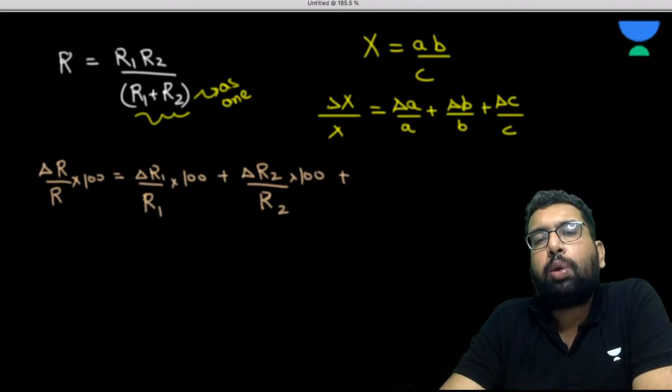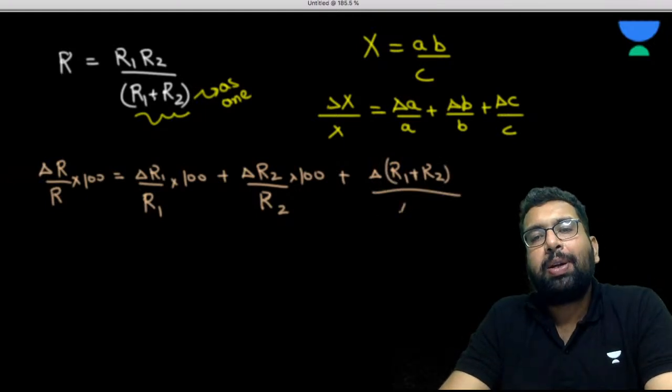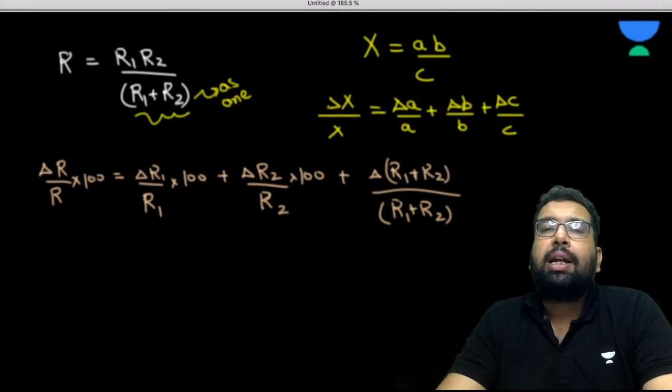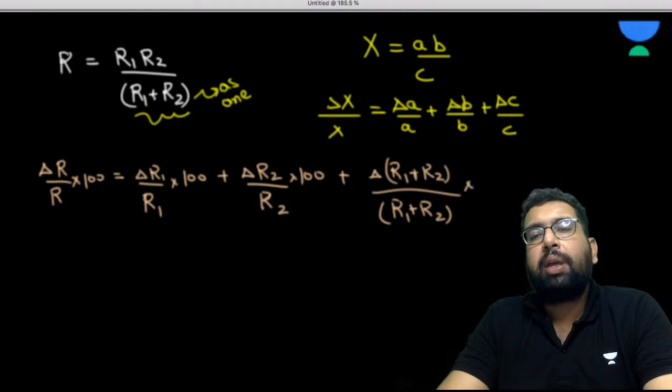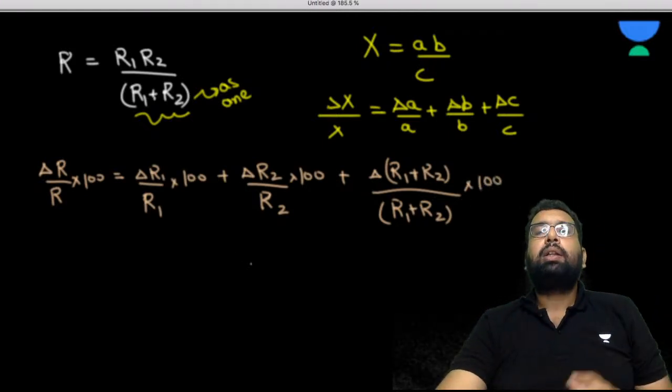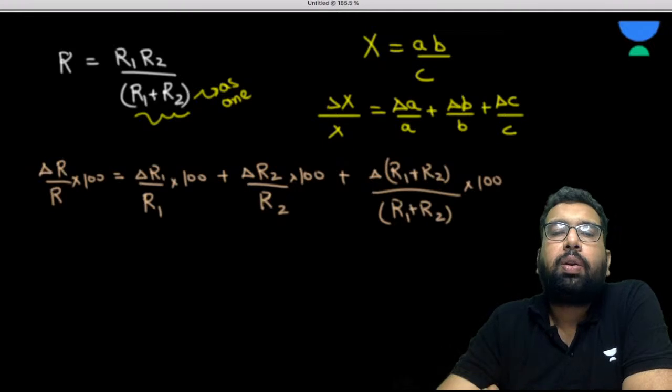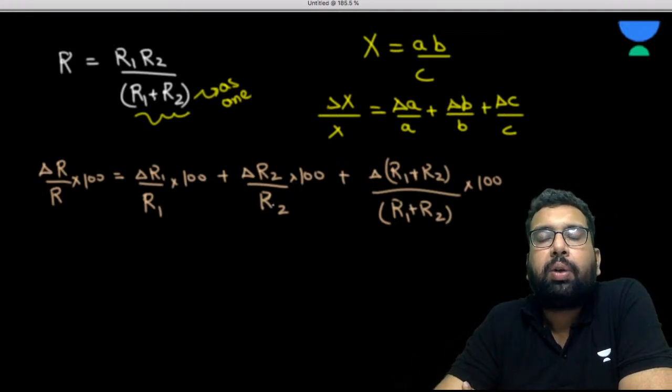Now can we write this whole entity? There must be some error cumulatively in R1 plus R2. So delta R1 plus R2 upon R1 plus R2 into 100. Just what I am doing, I consider this whole R1 plus R2 as C. So delta C will become delta R1 plus R2, and C is R1 plus R2, into 100. This is going to be the expression for you guys, right?